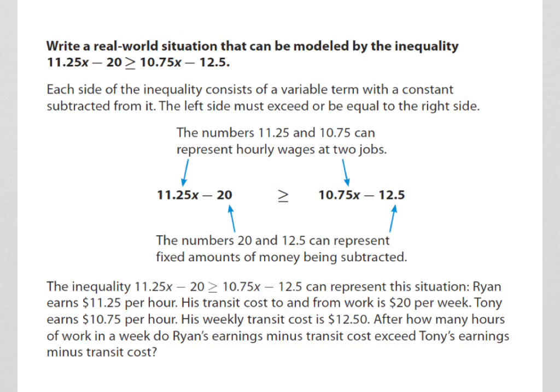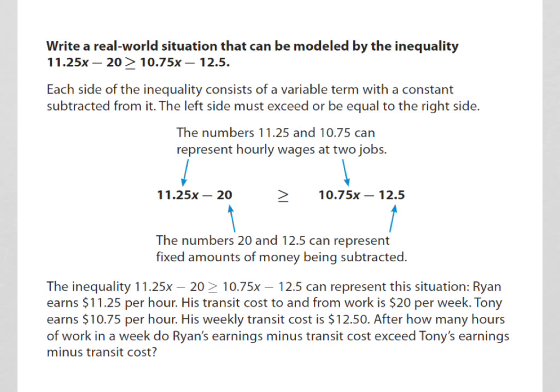So the numbers 11.25 and 10.75 can represent, and realistically, you're going to use decimals and fractions, but you definitely use decimals. That is something that you really want to get a grip on, because look at what it says. They can represent hourly wages of 2 jobs. So that's one thing you definitely want to have some degree of knowledge of when it comes to comparing whether or not it's worth me taking this job and how many hours I'd have to work to make a certain amount of money. So the numbers 20 and 12.5 can represent a fixed amount of money being subtracted.